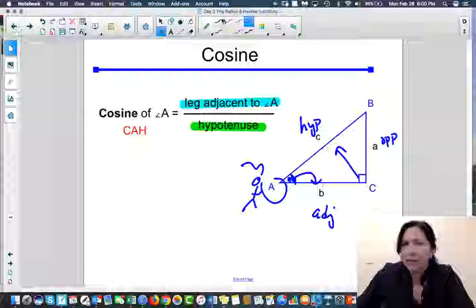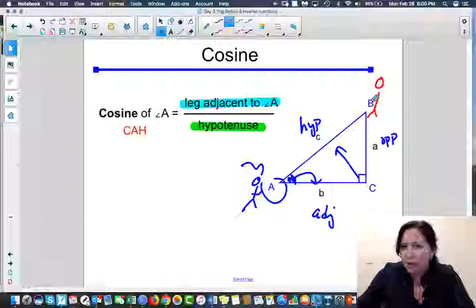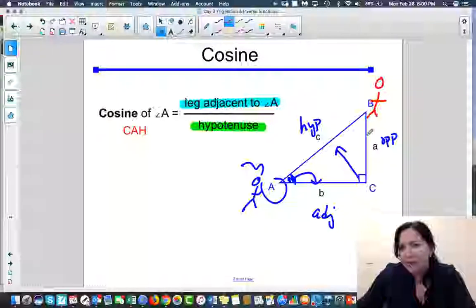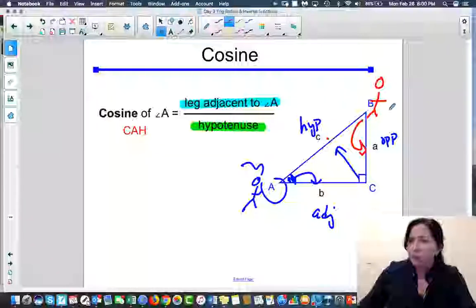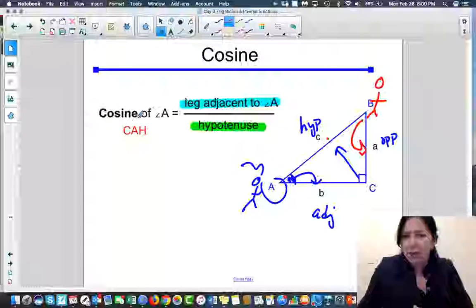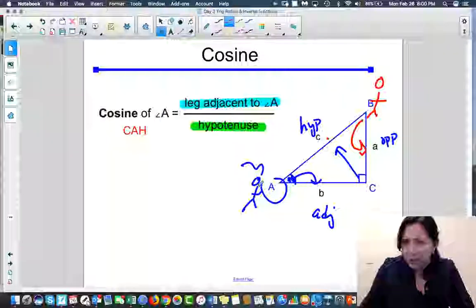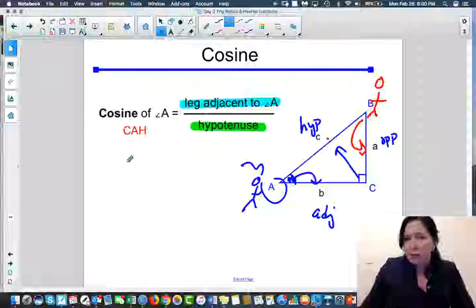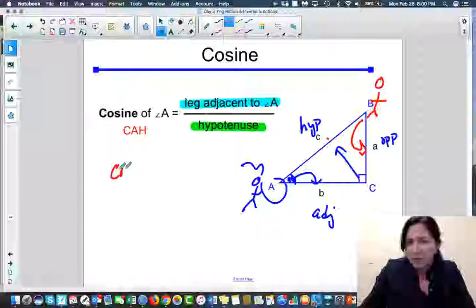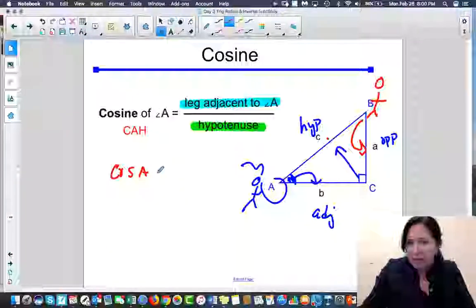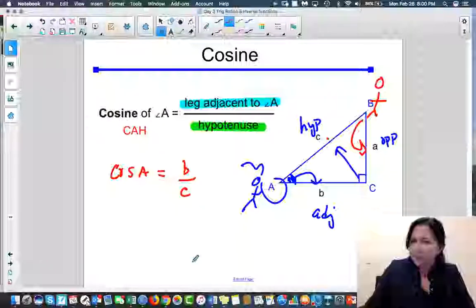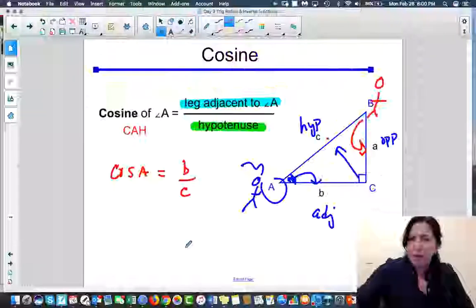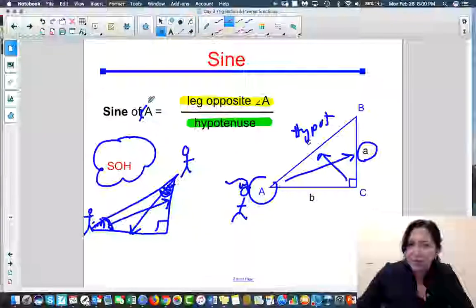Now, if you moved yourself and now you're here, okay, you would say the adjacent side now became this side over the hypotenuse. So it depends on where you're at. Okay, so if I'm talking about cosine of angle A, this is the only angle I'm talking about. So the adjacent side, okay, so if I say cosine of angle A, all right, that's going to equal the adjacent side, which is B, over the hypotenuse, which is C. Okay, so in the previous problem, I said what sine of angle A.